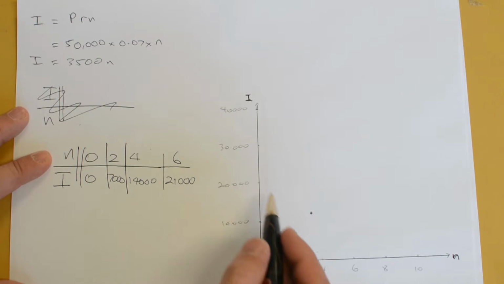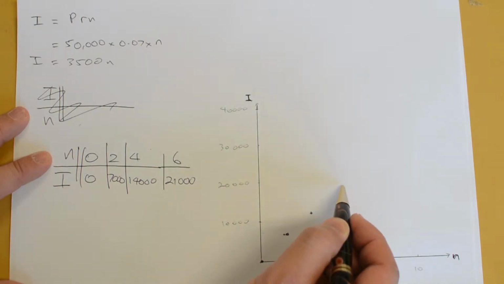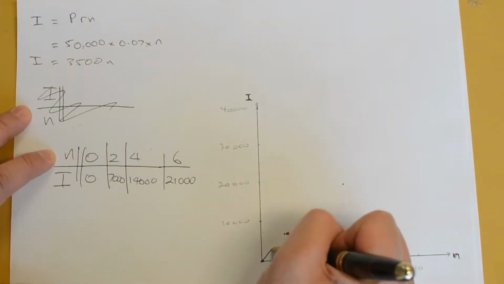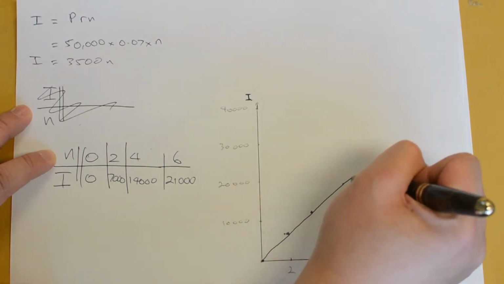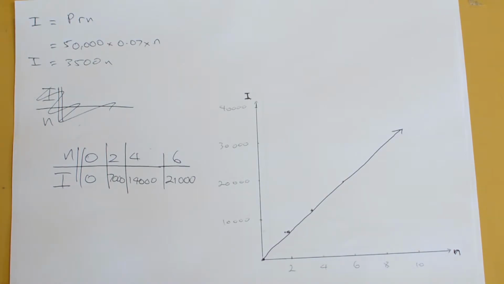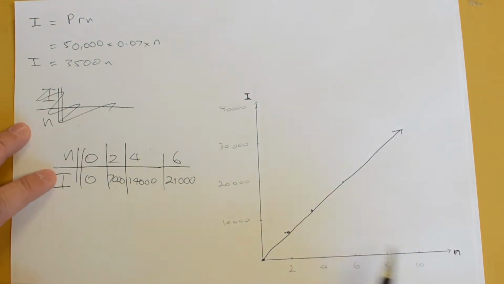For 6, it'll be 21,000. So going up, I'd say it's about there. Now, assuming you had a ruler and you measured this up correctly, you would then get a straight line that looks something like that. And the whole point of drawing this is using the graph, we would be able to stipulate or to guess what we'll get in the future.